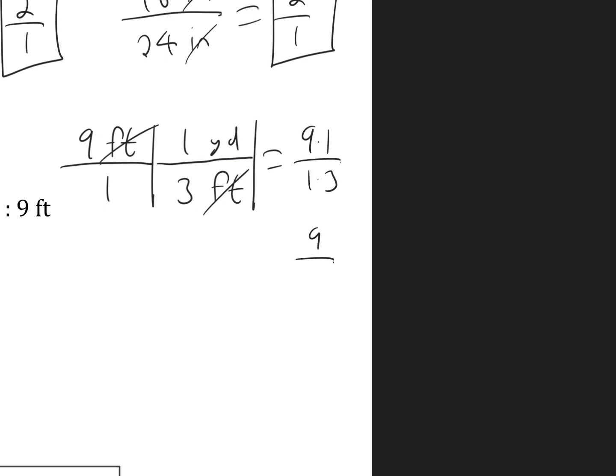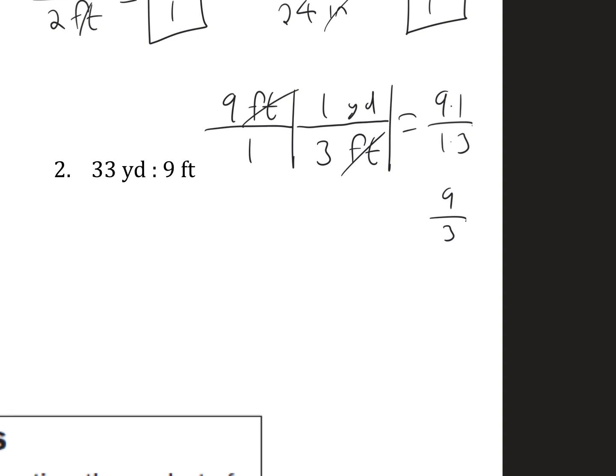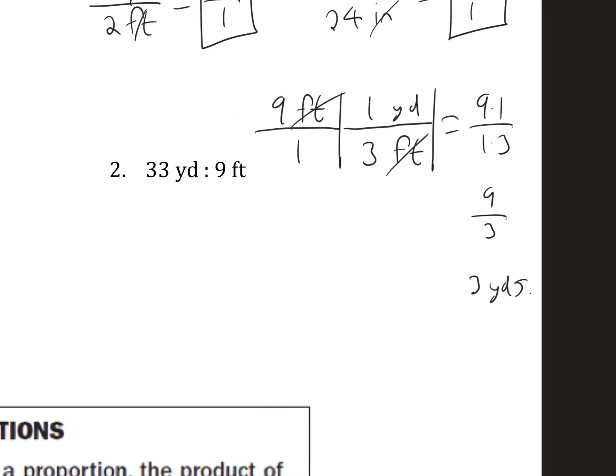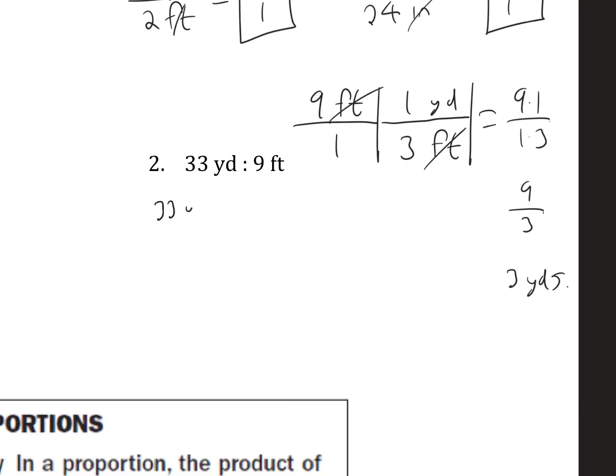So we have 9 divided by 3, which is 3. Wait, that's not right. It sounds goofy here. Oh, it's just 3 yards, my mistake. I goofed it up. This is 3 yards. So 9 feet is 3 yards, and now we can take that. We can do 33 yards over 3 yards. And you can see the yards are going to cancel. 33 divided by 3 is going to be 11 to 1.